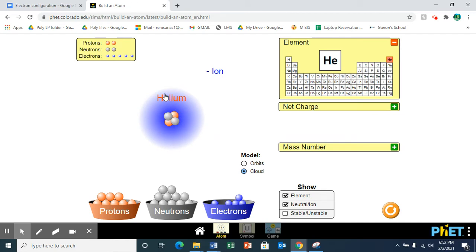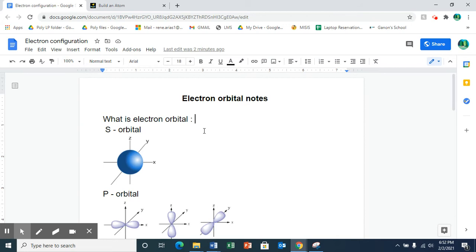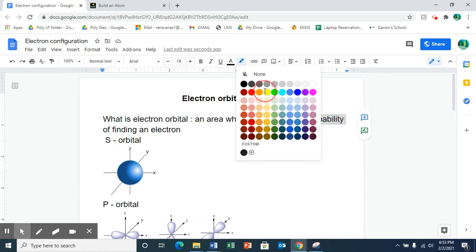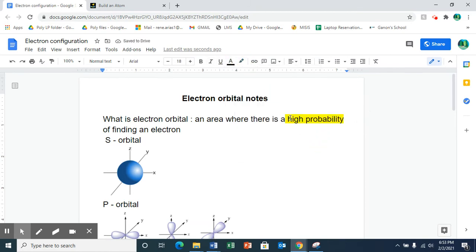Okay. So this is an electron orbital. It's just an area where we're most likely to find an electron. So to answer our first question, what is an electron orbital? It's an area where there is a high probability of finding an electron. So you can think about it like this: if we were to take a snapshot and somehow freeze the electron, we would most likely find it there.